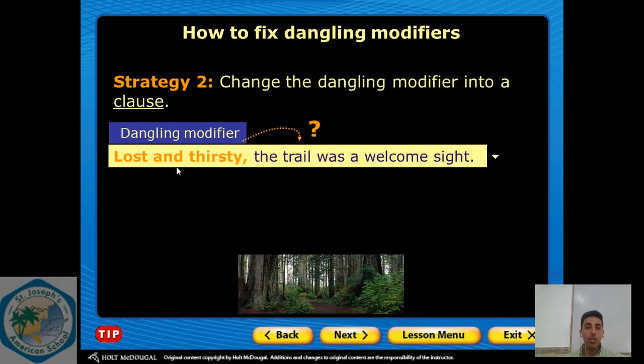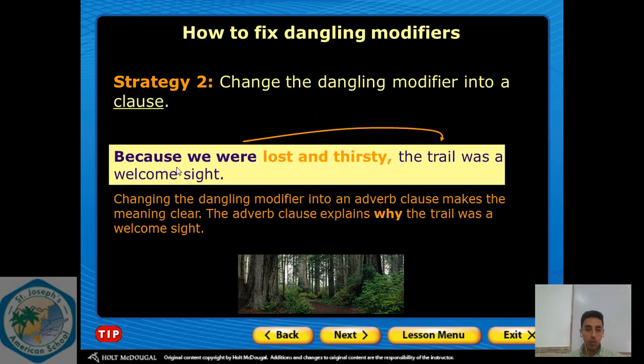The second way is to change the dangling modifier into a clause, and a clause is a group of words which has a verb and a subject. So let's see. Because we were lost and thirsty, the trail was a welcome sight.